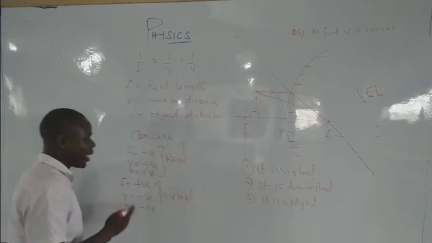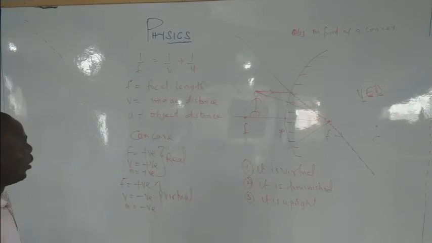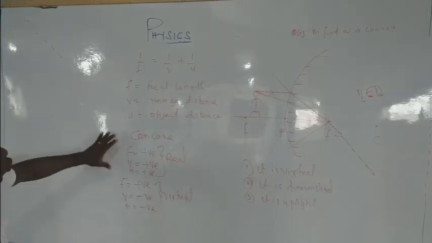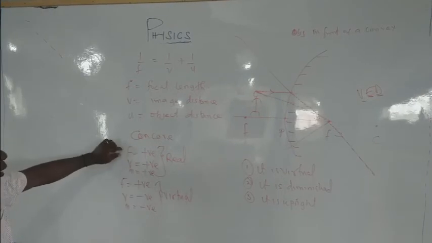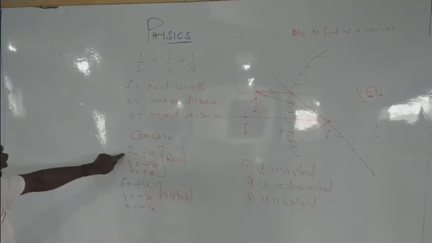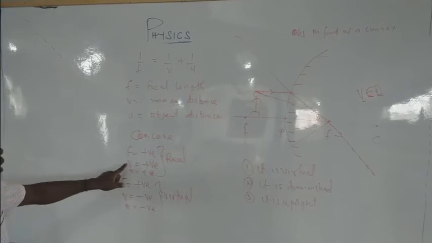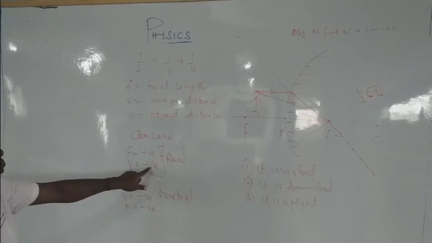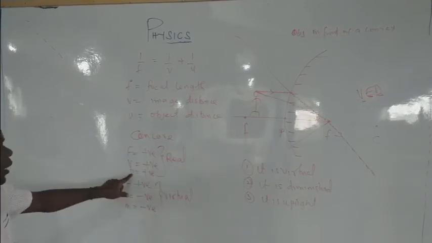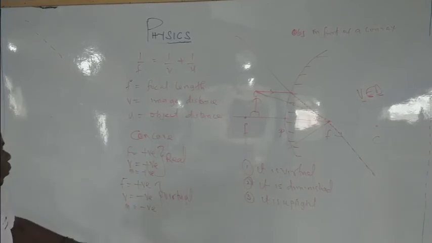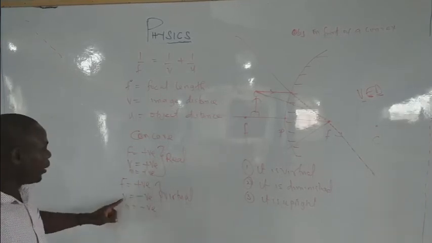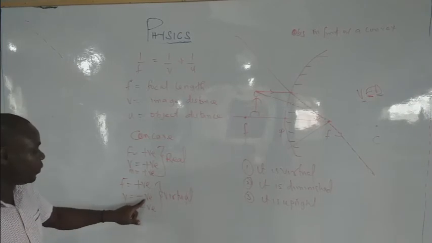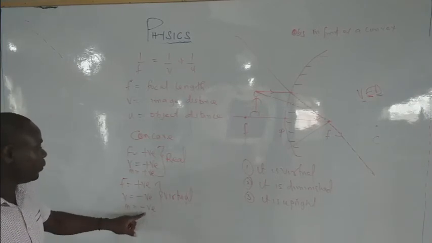So this is the first aspect you have to understand very well. Under concave, you have two aspects: the real aspect and the virtual aspect. For real, F is positive, V, which is image distance, is positive, and M is also positive. But for virtual, F is positive, V is negative, and M is negative.